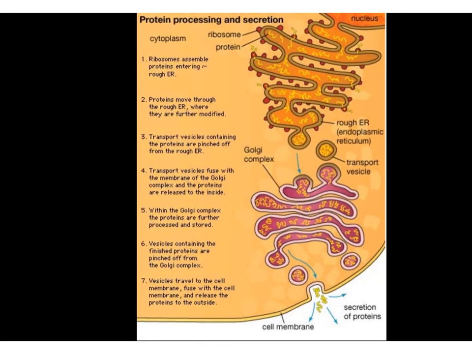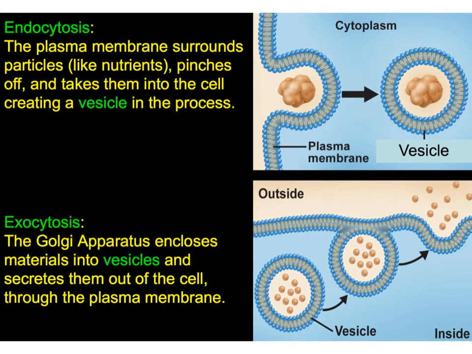Good picture for you to have as a reference. It talks about what's happening, shows you the pictures again. You have the ribosomes manufacturing the proteins, right? The proteins are then packaged into vesicles and go to the Golgi, vesicles to the plasma membrane. That last step, the vesicle fusing and releasing it, is known as exocytosis.